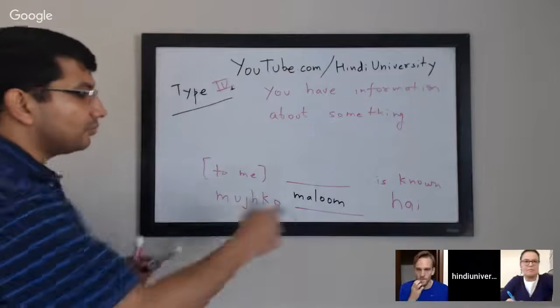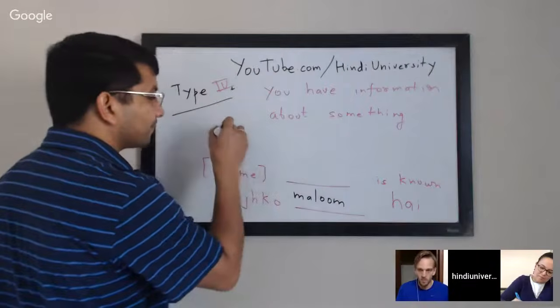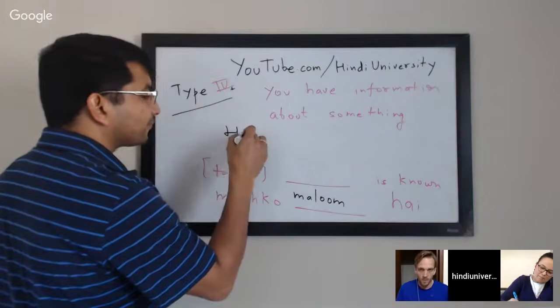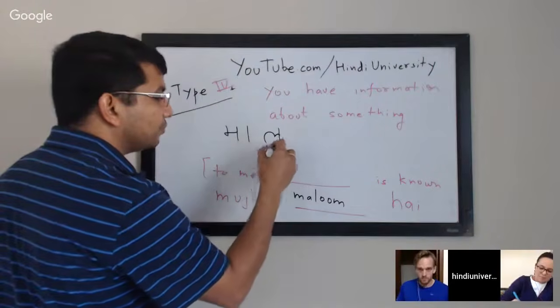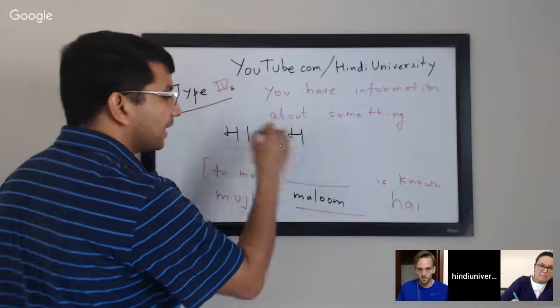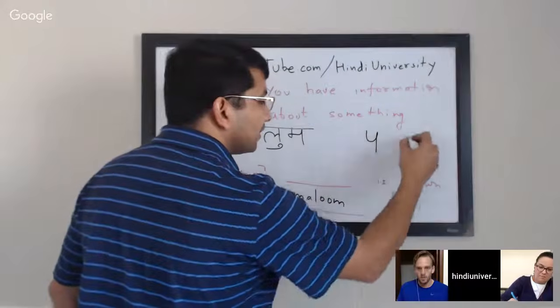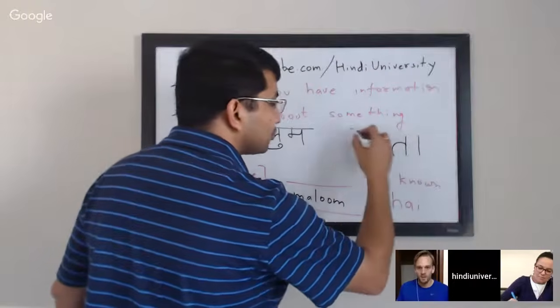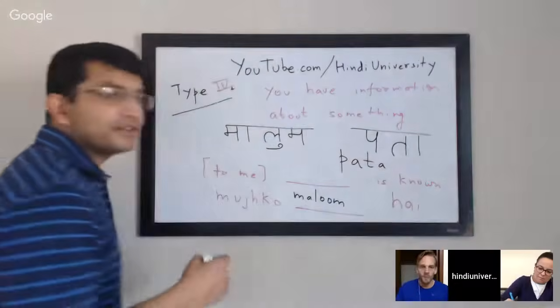And so मालूम is nothing but you will say ma with a and you will la with u. मालूम है. Okay. Second one is pata. You have a p and you have a t with a. मुझको पता है. And this pata is nothing. It's not the address one.